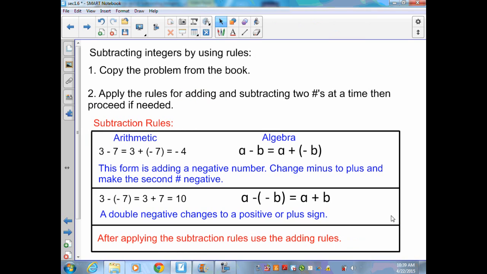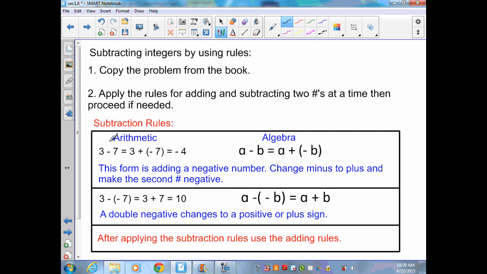Now that we've looked at subtracting by modeling, we want to look at subtracting integers by using the rules. So the first one, we want to copy the problem from the book. That's a rule that we always go by on any of our pre-algebra problems. Number 2, I want to apply the rules of adding and subtracting 2 numbers at a time, then proceed if needed. In other words, I'm still going to use just 2 numbers.